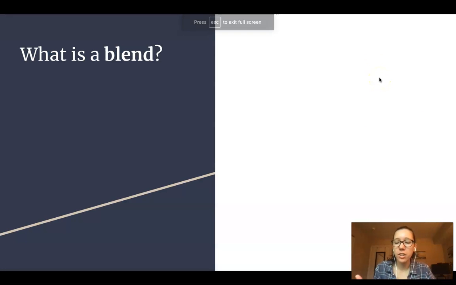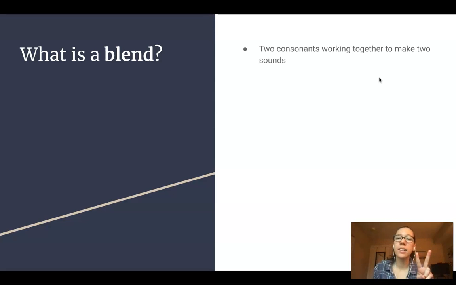So to start off, friends, let's talk about what is a blend. A blend is two consonants working together to make two sounds. Unlike a digraph, you hear both sounds in the word. So in a consonant digraph, something like SH, TH, or CH, you only hear one sound. SH says sh, TH says th, and CH says ch. Those two consonants are working together to make one unique sound. But in a consonant blend, we hear both sounds.